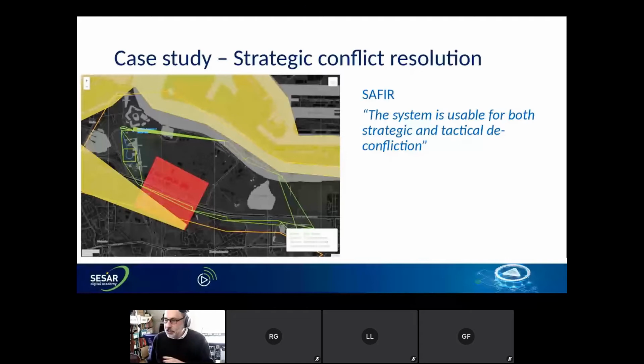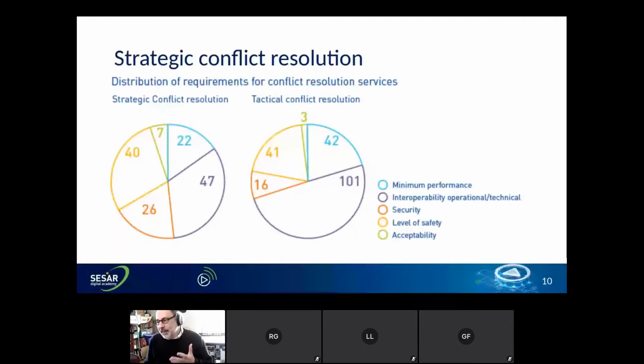And here you see a picture of Antwerp Airport. The red box is an area of interest expressed by one U-space service provider, and the green wedges, which you can perhaps make out, are the path of a flight which is in the other system. And they were able to rapidly identify strategic conflicts and even rapidly enough to consider using this for tactical conflict resolution. So again, a large number of requirements coming from the work on strategic conflict resolution.